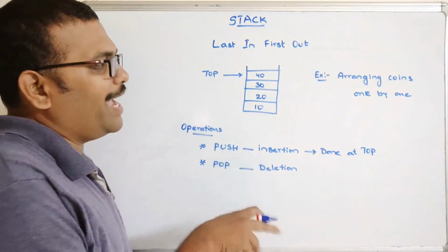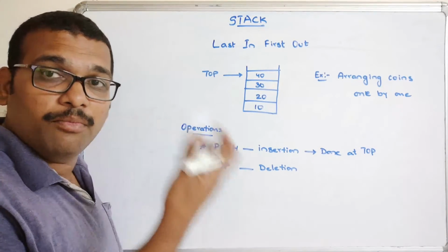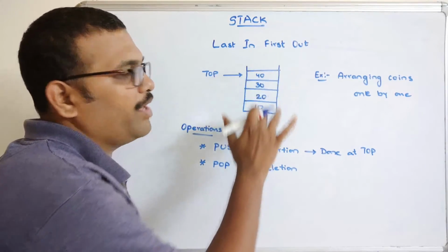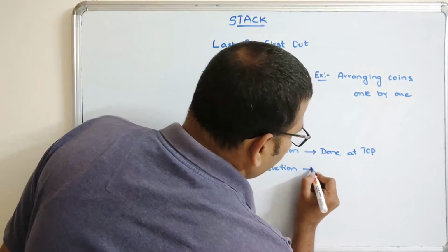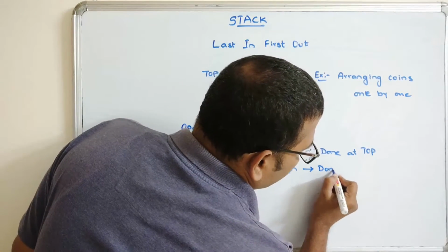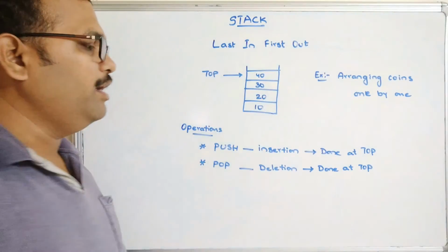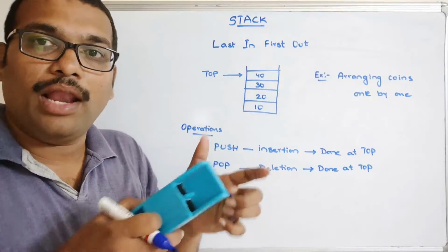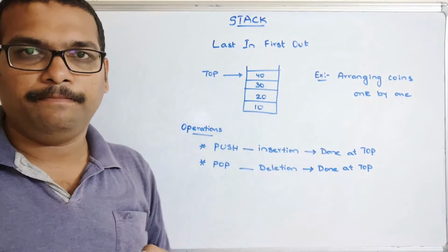So if the stack is having these four elements, if you are trying to insert one more element, that element will be inserted here itself, not anywhere, right? So at the top of the stack. And deletion is also done at top. So that's why here we call it last in, first out. So the last element which has been inserted should be removed first, right?